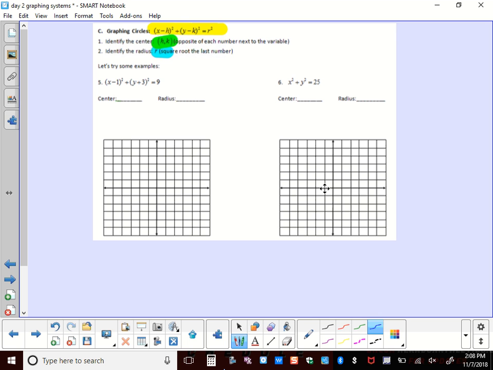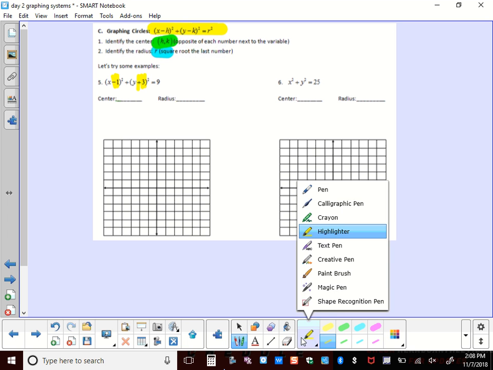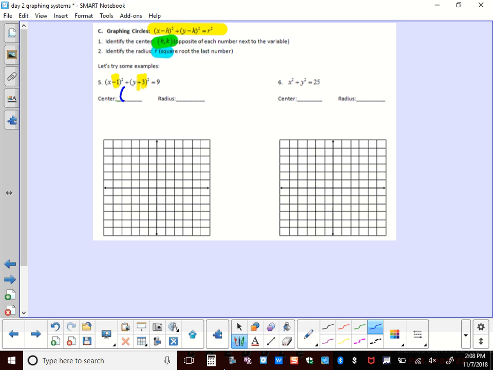Number 5, we have negative 1 that's close to my variable and positive 3. What is the opposite of both of those? Positive 1, negative 3. So that's my center. I just took the opposite of both those numbers. That's what I thought we did. Nope, that's when you think about vertex. Something completely different. So for my last number, I can find my radius. I take the square root. What's the square root of 9? 3. So my radius is 3.